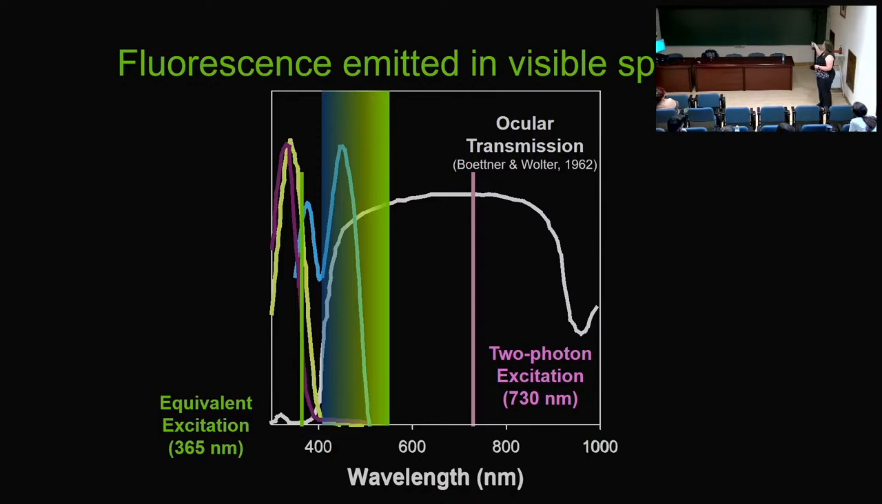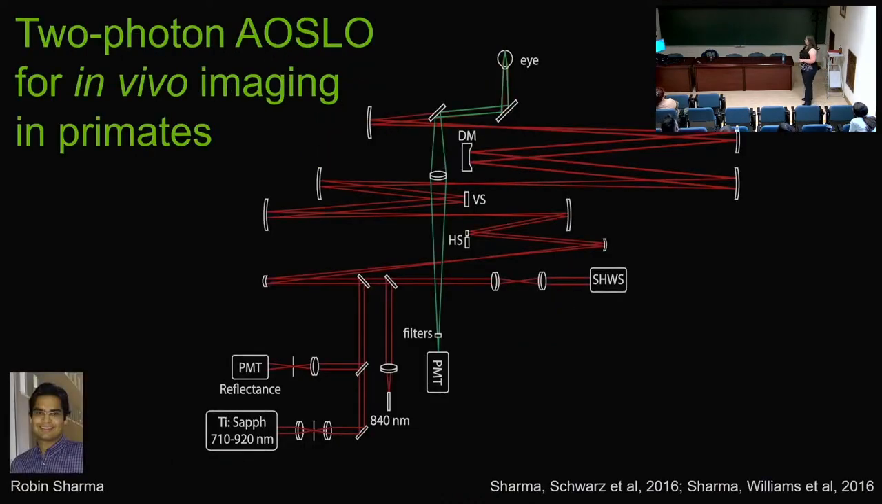So we capture, in this case, from about 400 to 550 nanometers with a 730 nanometer excitation. The system that we used in our non-human primates was built by Robin Sharma as part of his PhD thesis. It's a very typical scanning light ophthalmoscope. You can see multiple sources here.